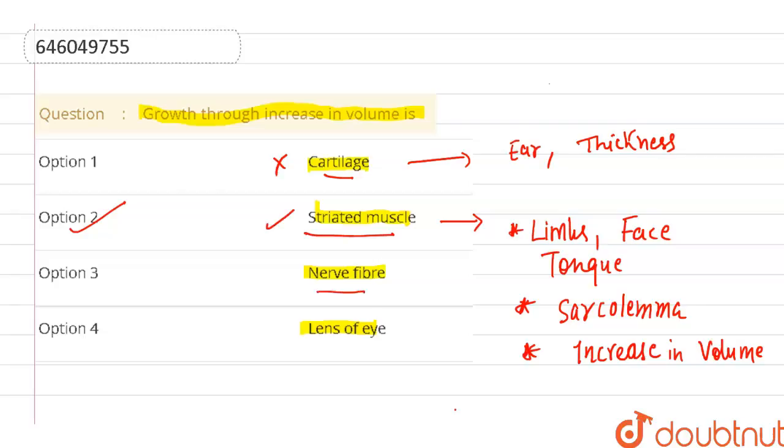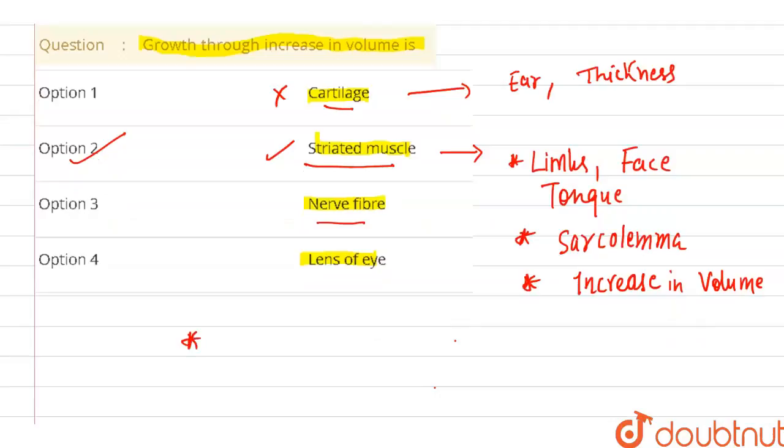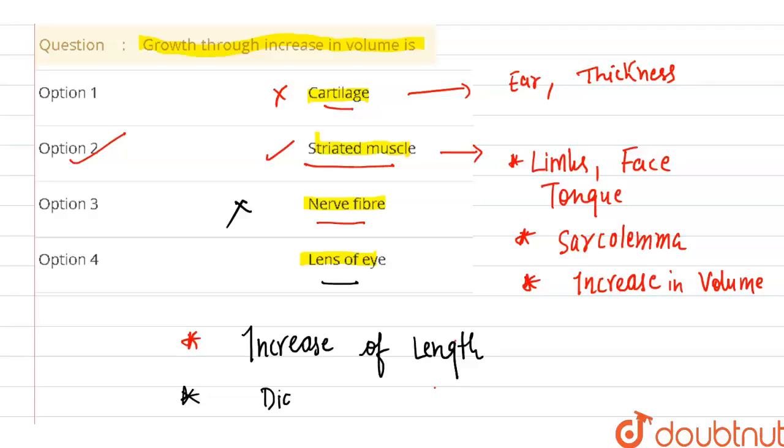Third is nerve fiber. In nerve fiber, the growth measurement is by the increase in the length. So that is why it is also a wrong option. The fourth option is the lens of the eye. The lens of the eye is also wrong because in lenses the growth measurement is by the increase in the diameter. So option 4 is also wrong.